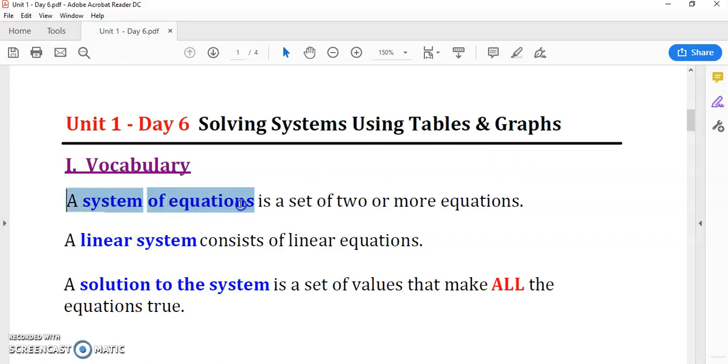First, we're going to be dealing with a system of equations, and anytime we're talking about a system of equations, that's when you have at least two, there could be more, equations that are kind of grouped together. When we talk about them graphically, it's going to be two or more equations that are graphed on the same coordinate plane or the same graph.